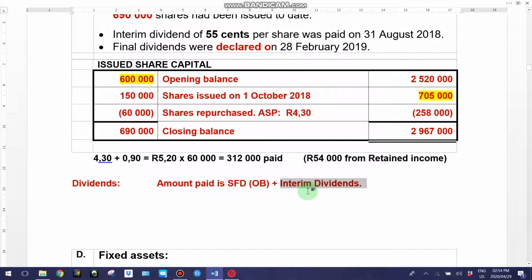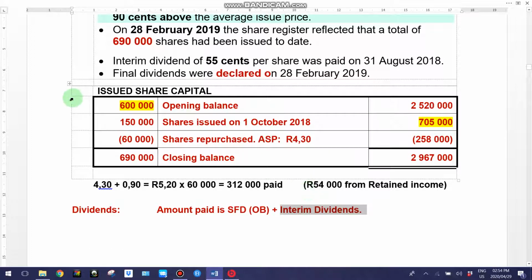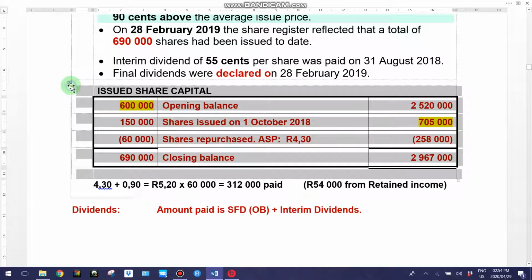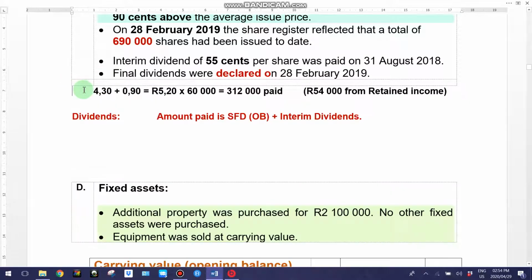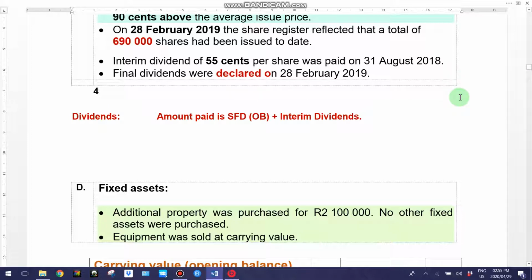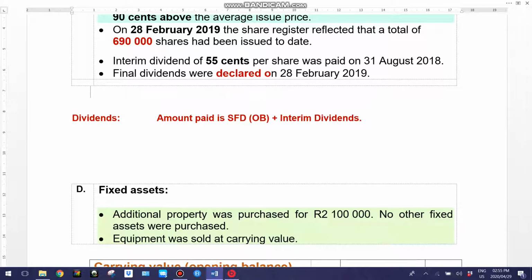The only problem there would be sometimes calculating your dividends paid, because your interim dividends amount is not always just given to you. And let's look at our example here now. I just got rid of your ordinary share capital note so that we can focus on the dividends.